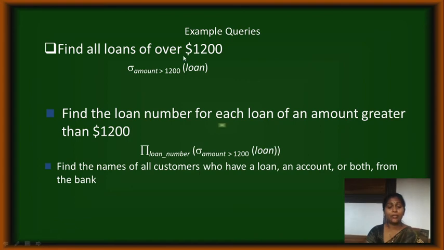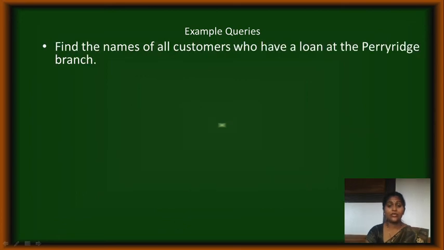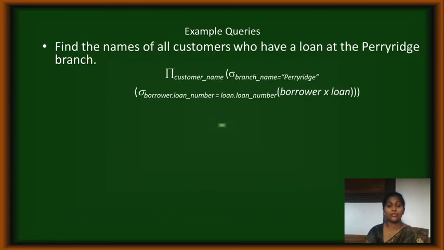Next, find the name of all the customers who have a loan, an account, or both from the bank. Okay. So now it is a bank as well as an account as well as a loan section, right? So then see here, customer name I am going to be retrieving, both, in the sense I should perform a union operation from the borrower as well as from the depositor. This is how we write relational queries by using all the relational operations.